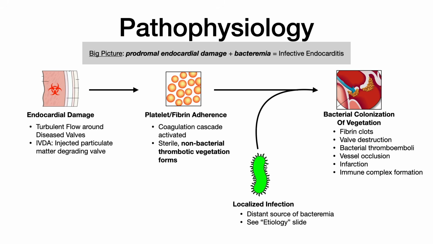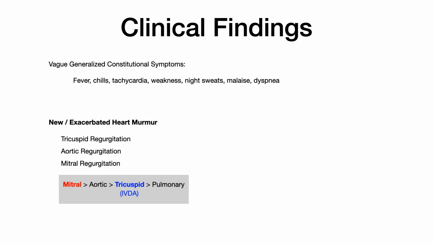So now with that in mind, as your pathophysiology, let's talk about clinical findings. The way that the patients are going to present right off the bat is that they're going to have vague, generalized constitutional symptoms. So this is not going to seal the diagnosis of endocarditis because you're going to have fever, chills, tachycardia, malaise, weakness, night sweats. So a lot of vague stuff. You couldn't tell this from influenza if you were just reading it right off the bat.